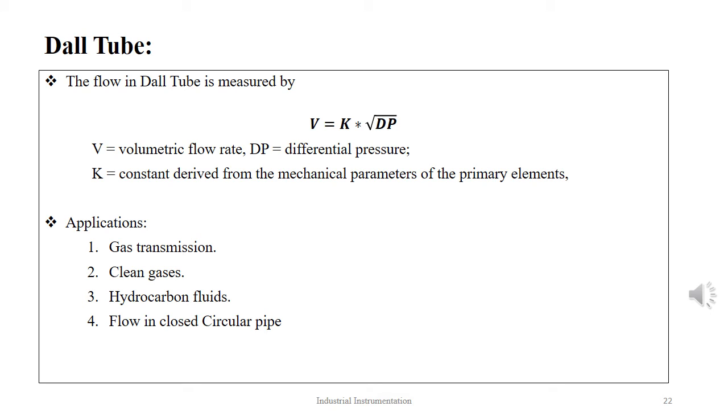The flow rate in a Dall tube is given by the formula V equals K under root dP, where V is the volumetric flow rate, dP is the differential pressure, and K is the constant derived from the mathematical parameters of the primary elements. Dall tubes find application in gas transmission, in clean gases, in hydrocarbon fluids, and in flow in closed circular pipes.